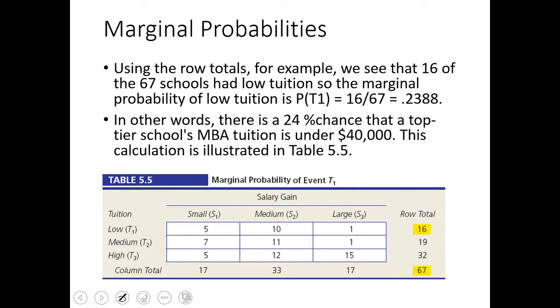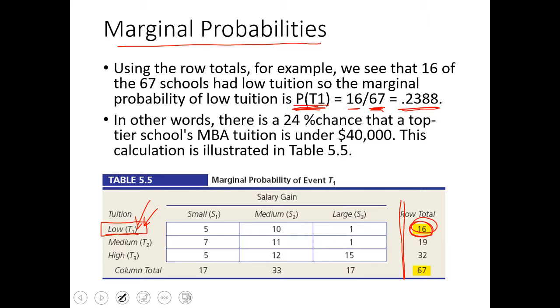On the other hand, we can find another marginal probability. In this case, we will see this one. For example, the tuition: if we randomly select a school with low tuition, it is 16. So the probability that a randomly selected school is included in T1 is 16 divided by 67, so 0.2388. It is the marginal probability of T1.